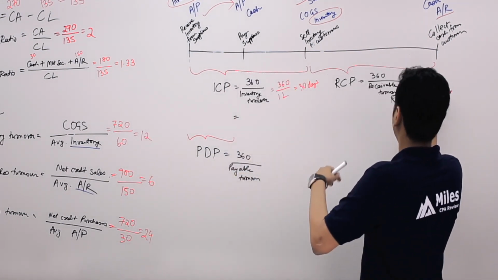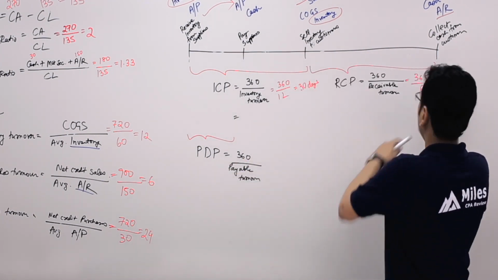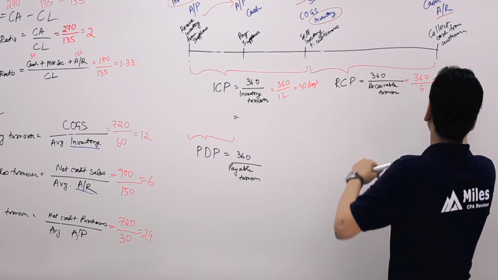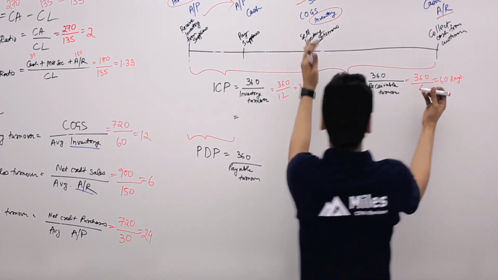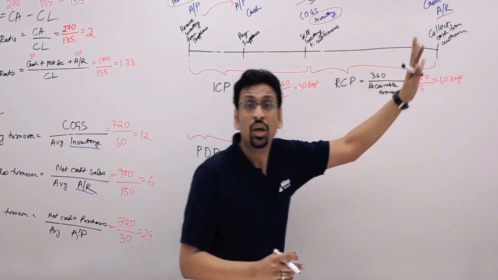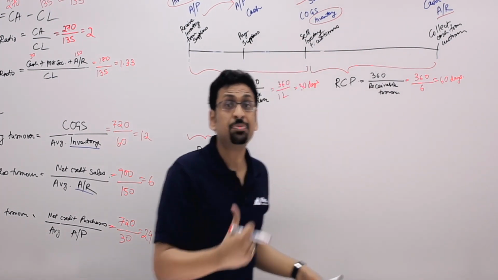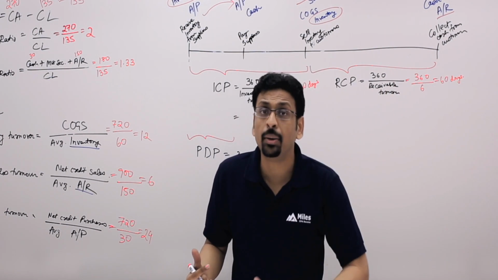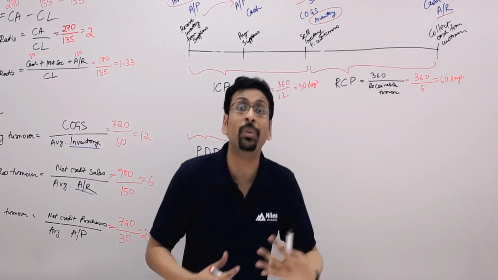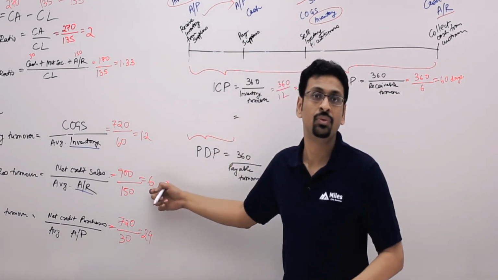So receivables collection or conversion period, 360 by 6, gives me 60 days. So you could say it takes me 60 days from the time I sell goods to my customers for me to go out and collect the cash. So it takes me 60 days to do it once. How many times will I be able to do it across the year? How many times will I be able to turn over my receivables? 6 times.